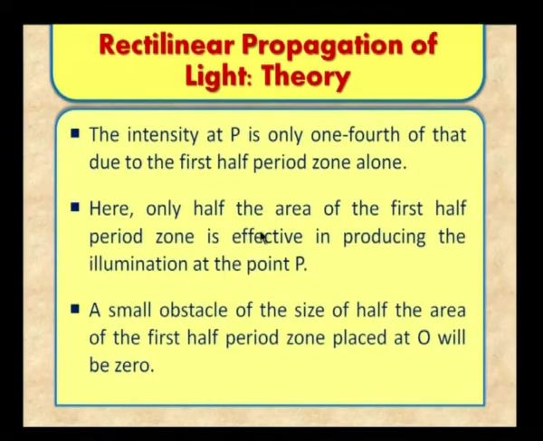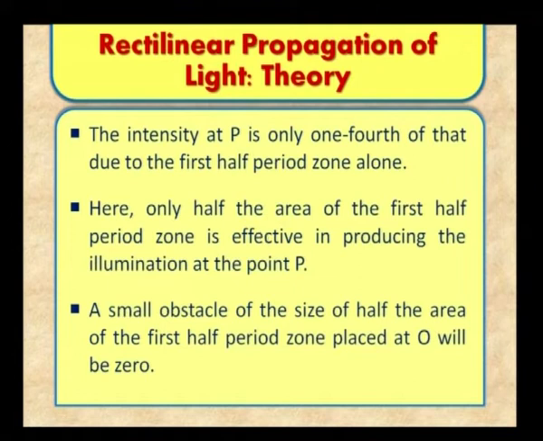It will be extremely small. What I am trying to tell is that the contribution to the effective light reaching the point P, at the center of the image of the boy, or any obstacle at the center of any shadow that is caused, will be due to the light passing through the first half-period zone only. But if you place a small obstacle, that light will be cut off, the first half-period zone is cut. So, the resultant intensity will be almost 0. So, the intensity at P is only 1/4 of that due to the first half-period zone alone.